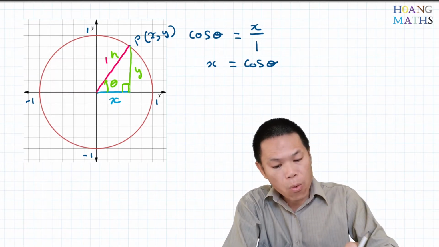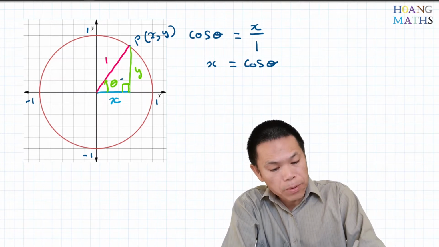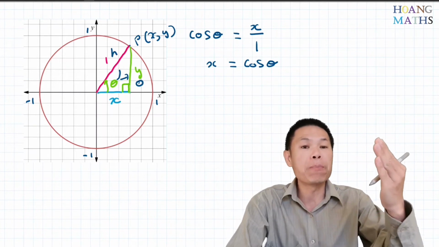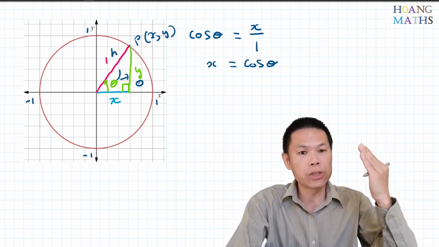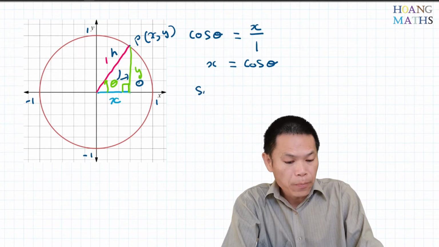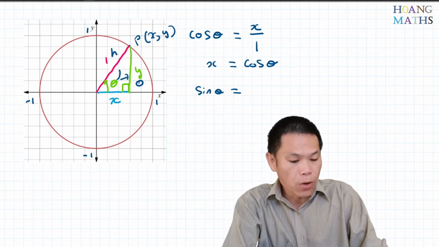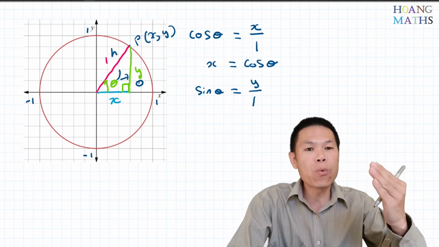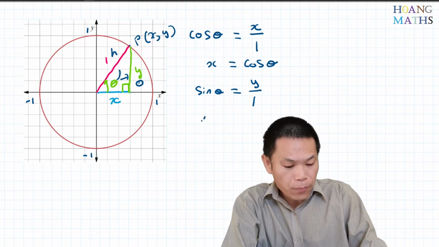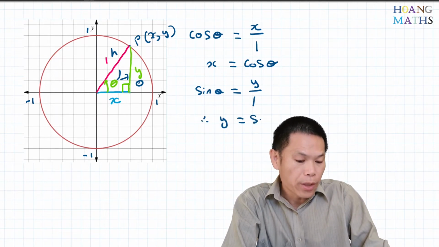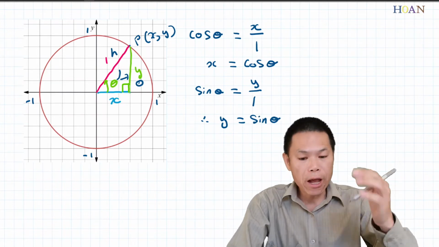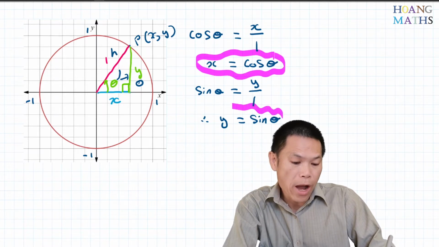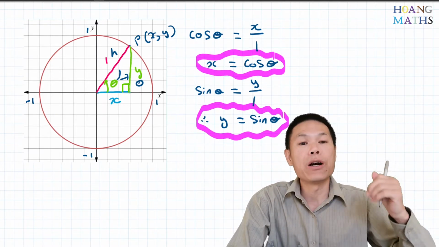Now for the y value, we have the opposite of this angle here, and of course, 1 is the hypotenuse. So we have O and H, so it's sine. Sine of theta is equal to opposite, which is y, over hypotenuse, which is 1. So y over 1 is y. Therefore, y is equal to sine of theta. So now we have x is cos of theta and y is equal to sine of theta.